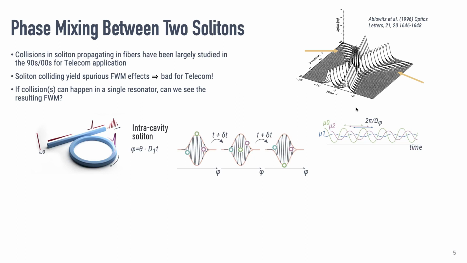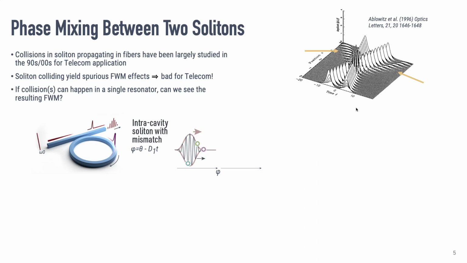A soliton: you freeze the envelope, the fast oscillation drifts at a different velocity because phase velocity is different from group velocity. That means all these fixed points in the azimuthal angle oscillate at the same period, therefore the same frequency. What if you have a soliton that doesn't have the same velocity?